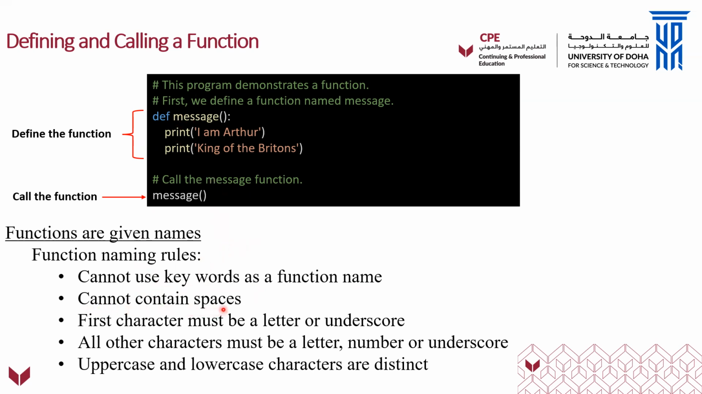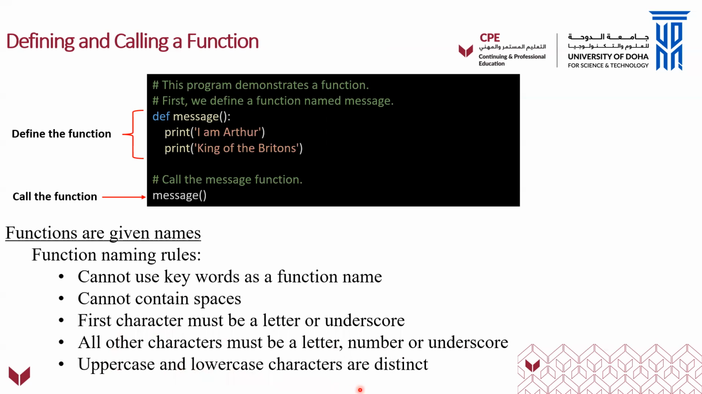It cannot contain spaces. So if a function name will include two words, I cannot include a space between them. So I have to add an underscore after the first word or attach both words together. The first character must be a letter or underscore. The first character of the name has to be a letter or underscore. All other characters must be a letter, number, or underscore. After the first character, you can use a letter, number, or underscore.